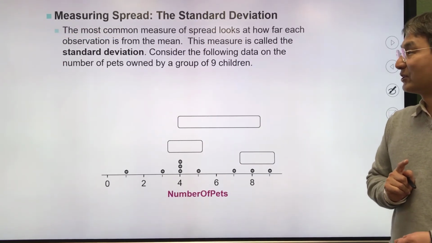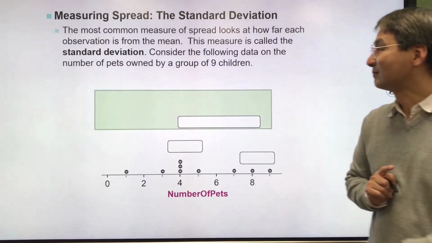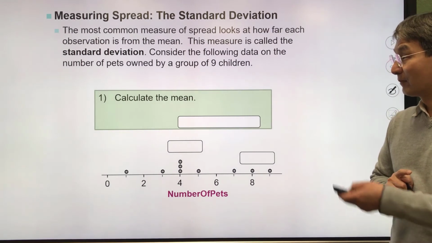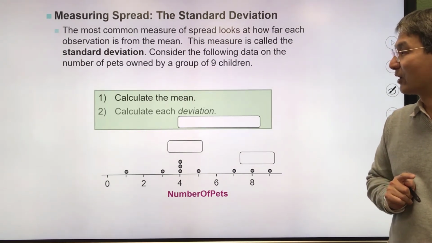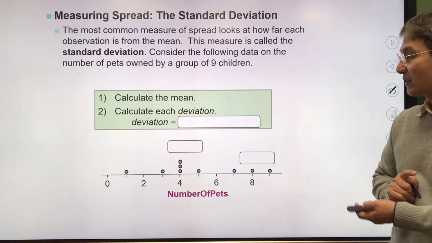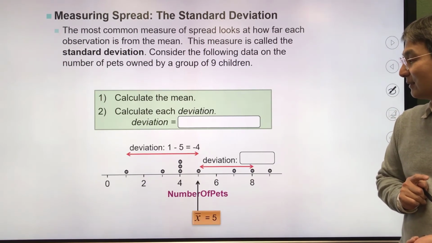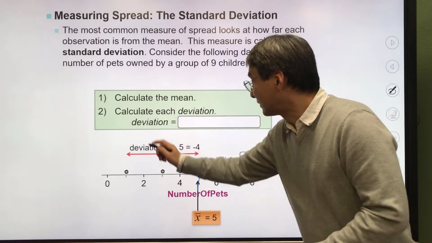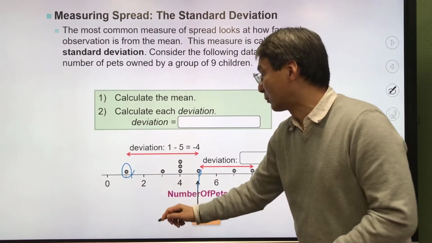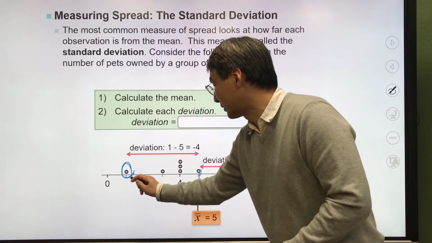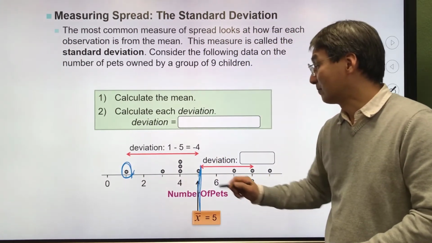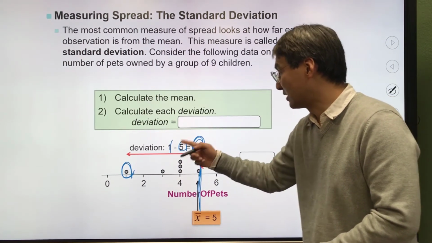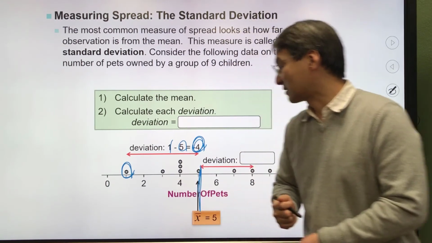How do you describe the spread of a distribution? We may use the standard deviation. In order to find the standard deviation, we need to know the deviation first. So what is deviation? We have the sample mean and a data point. This is the first data point, 1, and data point minus sample mean, 1 minus the sample mean, is negative 4. This is the deviation. So we define the deviation first, and then we find the standard deviation.